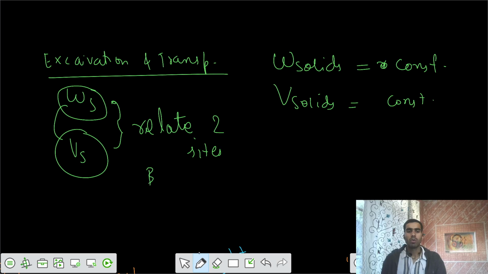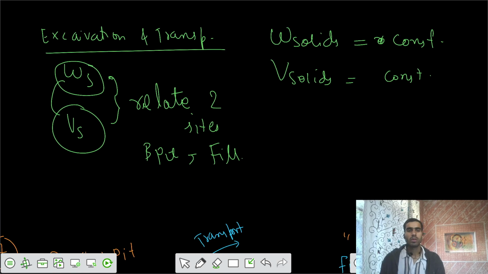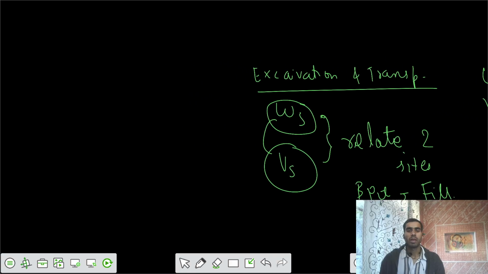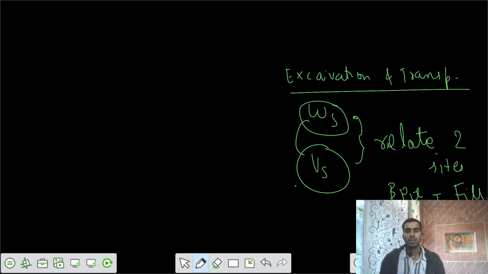One is your borrow pit. Next one is your fill site, where you want to fill that material. So this is our concept, that weight of solid is remaining constant and volume of solid is remaining constant. And for that, we have equations that we derived. We have derivations of those.